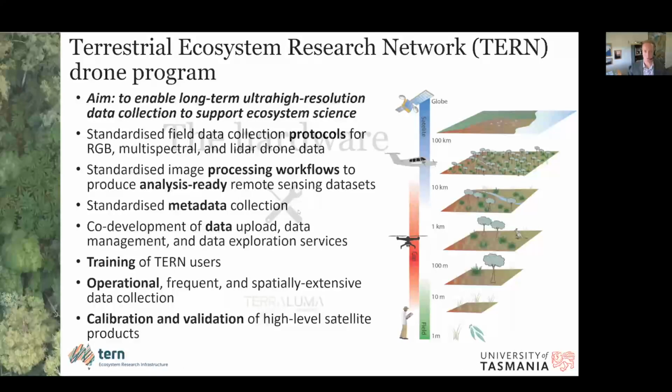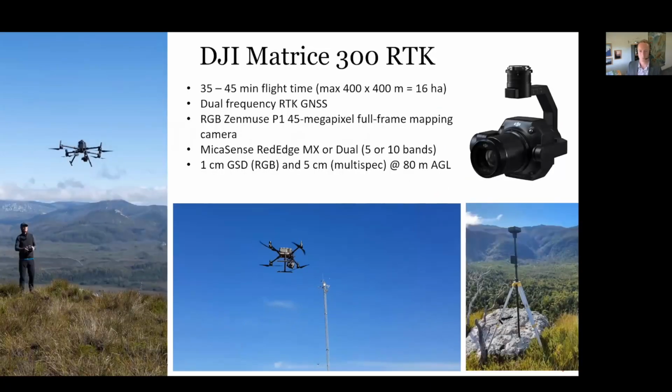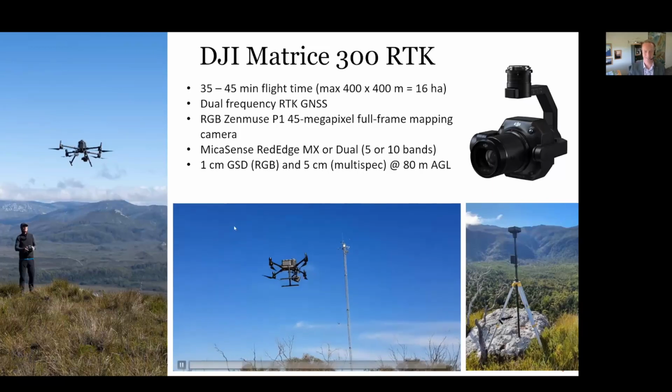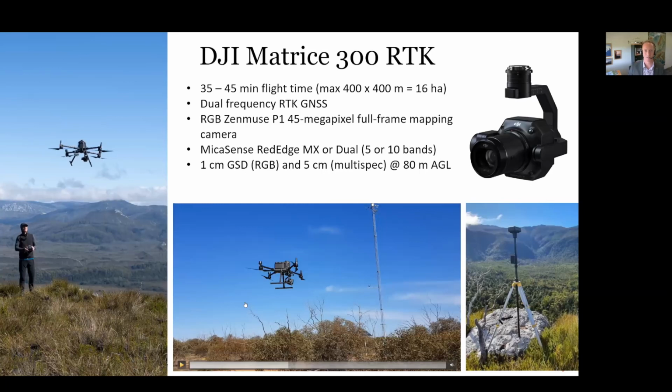So first, I'll show you some of the hardware that we settled on. So we decided to work with commercial off-the-shelf drones. The DJI Matrice 300 RTK, because it's a robust platform. It flies for quite a long time. It's still reasonably portable, and it's robust to typical field conditions.